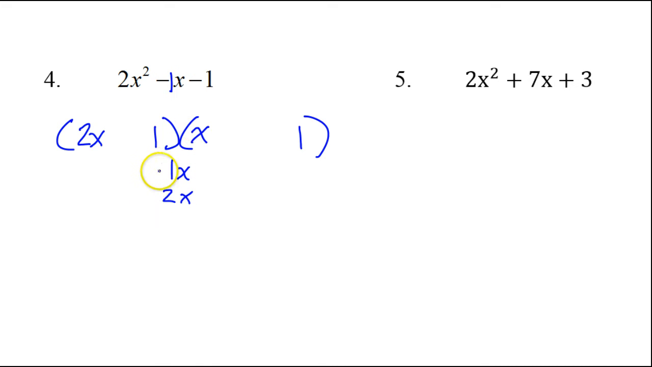You can make the signs be whatever you want. If I want a negative 1 result, then I need a positive 1x and a negative 2x. So that means this has to be positive and this has to be negative. All right, so that gives me negative 1. Also, positive 1 times negative 1 does give me negative 1, so that works out as well. And that's it. So we have just factored number 4.